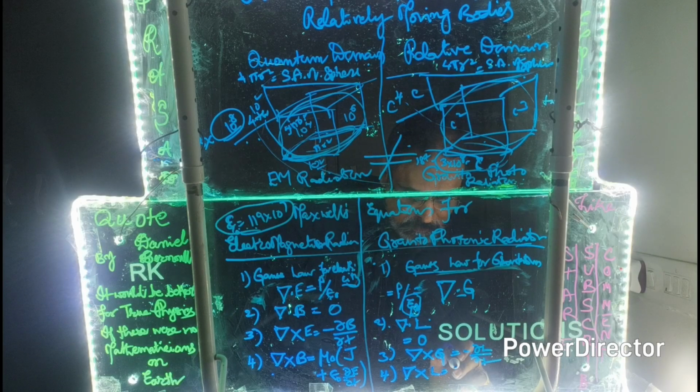In place of mu naught we will have xi naught into the gravitational density, let's say 3D, and epsilon naught will be lambda naught into dou L by dou T. So psi naught into gravitational density plus lambda naught into dou L by dou T.